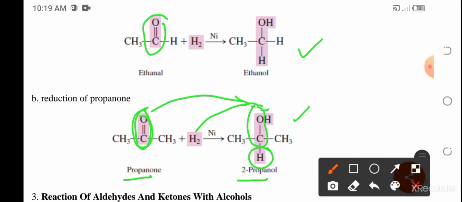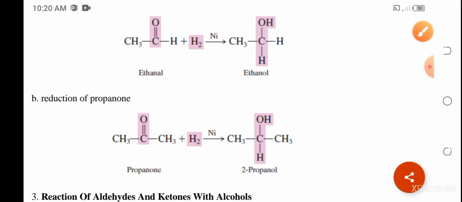Okay, so because of the production of alcohol, the carbonyl group has been converted into a carbon-containing hydroxyl. So, carbonyl group, the C double bond O ay naging carbon atom bearing a hydroxyl. Okay?